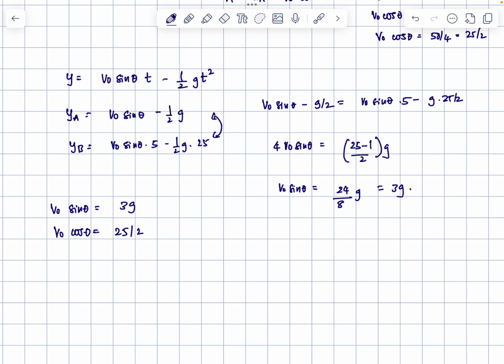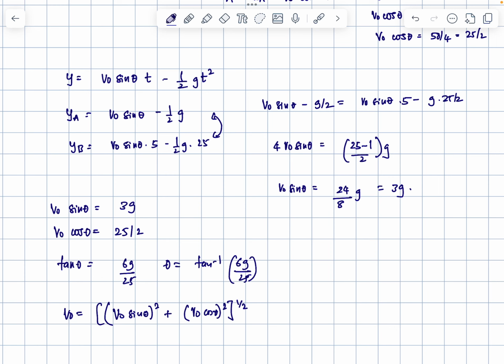So we can divide the two to get tan theta, which is 6g divided by 25, and theta equals tan inverse of 6g divided by 25. And v0 is the square root of v0 sine theta squared plus v0 cosine theta squared. That's pretty simple.